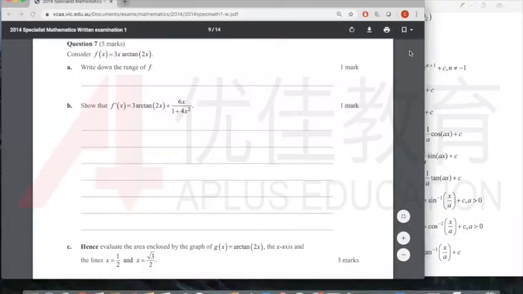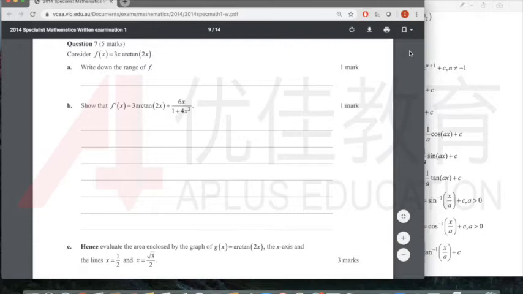Hello everyone. In this video, we're going to talk about question 7 on the 2014 Special Exam 1. This question was not very well done in that year, and it tests differentiation and integration. So if you find chapters 6, 7, and 8 of the Year 12 Special textbook quite difficult, you can practice on this question.